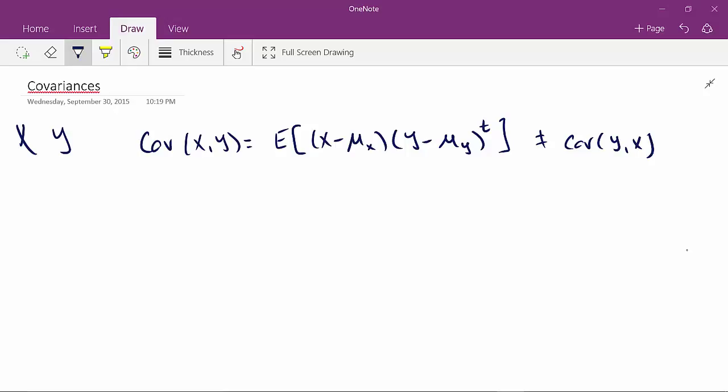It also has a shortcut formula, just like univariate covariance calculations have a shortcut formula, and that's the expected value of the outer product of x and y minus the outer product of the expected value of x and the expected value of y. Given the way in which we derived the shortcut formula for the variance, you should be able to derive this shortcut formula for the covariance.